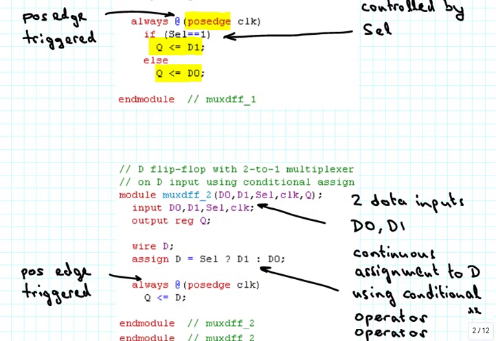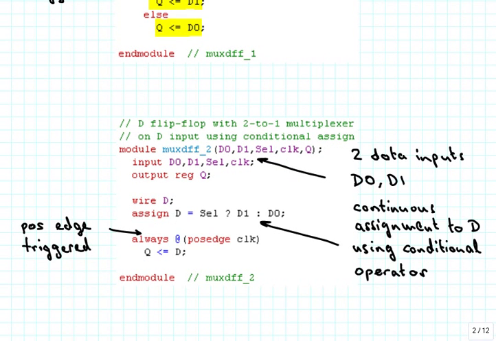An alternative way to specify this would be to specify an auxiliary wire here, D, and then use a continuous assignment to D using the conditional operator here. So this construction here is called the conditional operator. So we assign to D a value that depends on what the value of select is. So that's the variable here with the question mark after it, that is the selector.